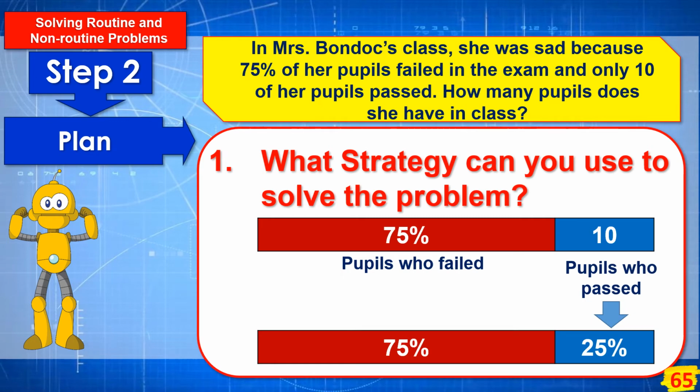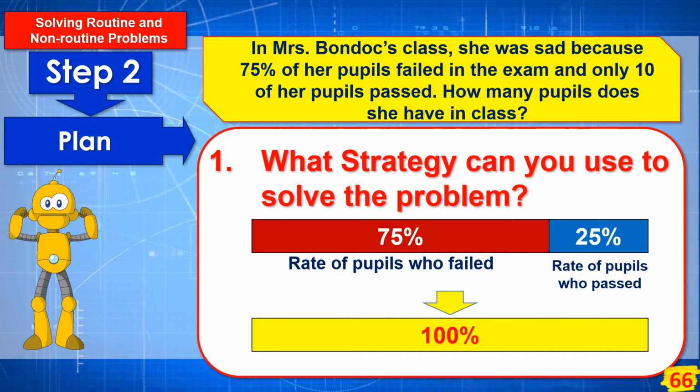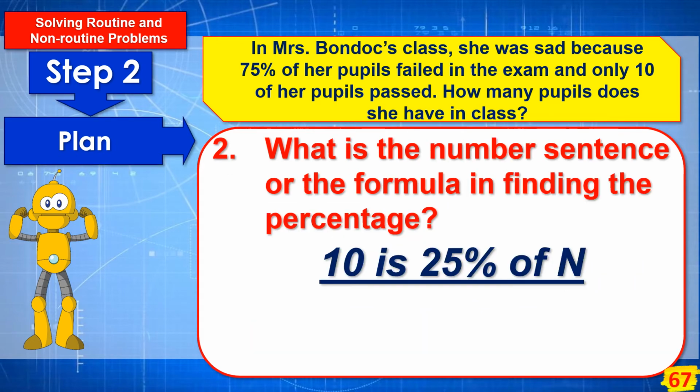If 75% failed, this means that the rate of the pupils who pass is 25% to make up the entire 100%. So, the number sentence is 10 is 25% of n, where 10 is the percentage, which is the number of pupils who passed, 25% is the rate of pupils who passed, and n is the base or the unknown or the total number of pupils she has in her class.